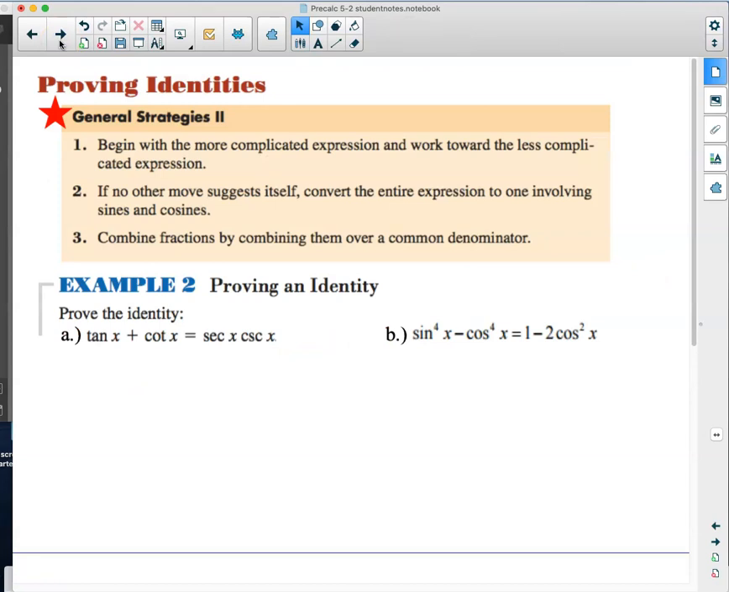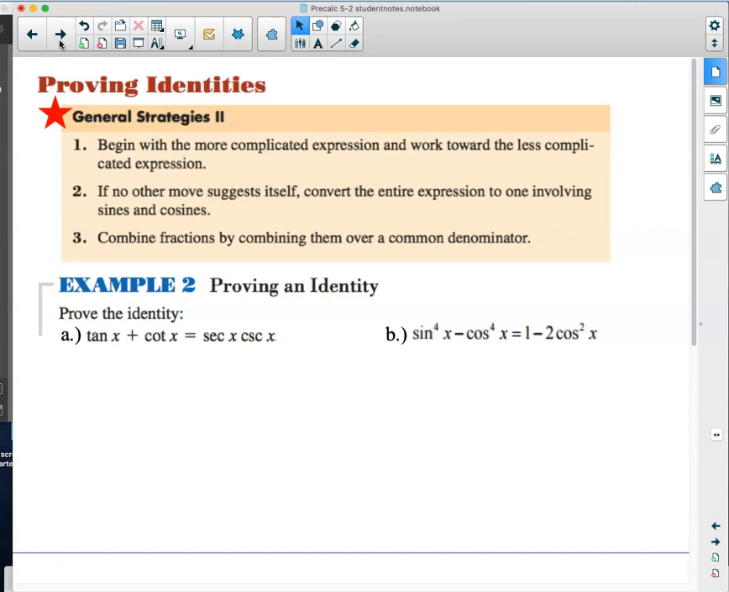General strategies 2, second box. Begin with the more complicated expression and work towards the less complicated expression. And I've got to get in front of here so that the Google Meeters can see me too. When you're doing a proof, trigonometry or otherwise, it should start small, get a little bigger, and then pull itself back together as you get towards the end of the proof. If you start small, you get bigger, and you keep getting bigger, I got bad news for you. You better erase and start over. You went the wrong way. It should pull itself back at some point. So you want to watch for that. So more complicated expression, working towards the less complicated.